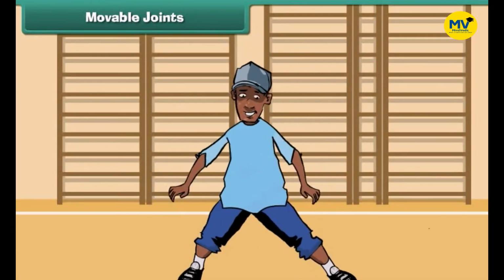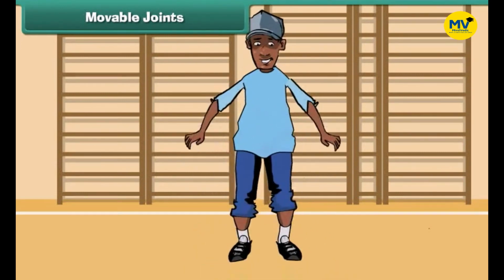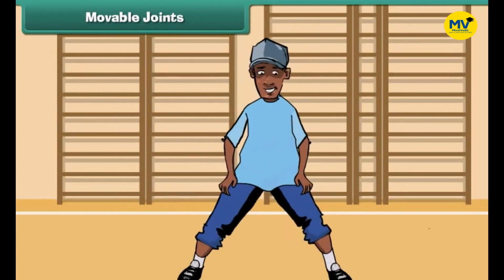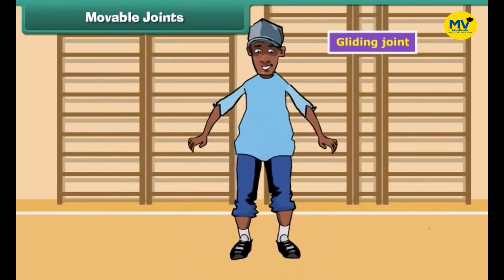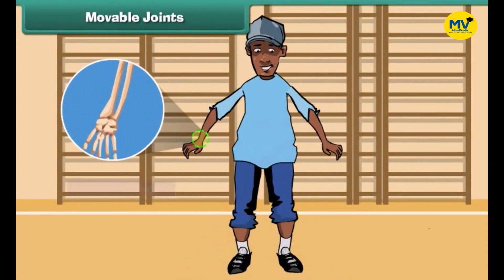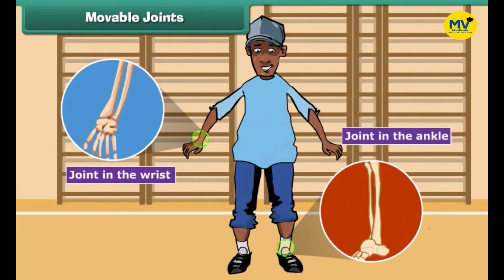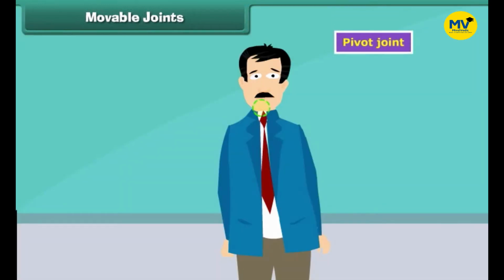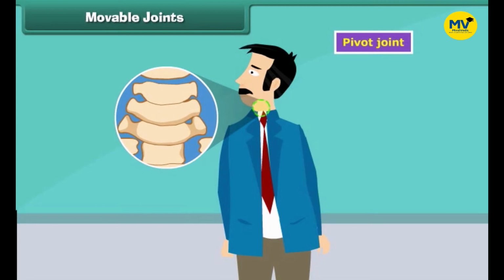Friends, have you ever noticed that we can move our hands and our feet in different ways? The joints which allow such movements are called the gliding joints. Joints in the wrist and the ankle are examples of these joints. Pivot joint. Our neck allows us to turn our head on both sides. Have you ever thought what makes this possible? This is possible because of the pivot joint.